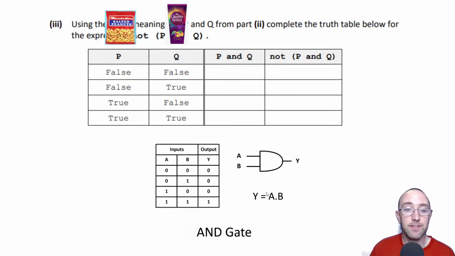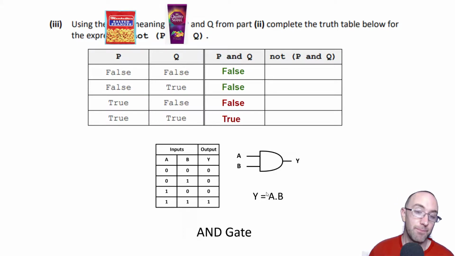Okay, false. I asked for peanuts and Quality Street. You gave me nothing. That's false. You failed your mission again. Peanuts? No, I wanted both of them. So that's false. True and false? No. I wanted both of them. They need to be both true. So that's also false. Oh, that color's wrong. And true and true, that's what I'm talking about. I want both of them. That's what AND means to me.